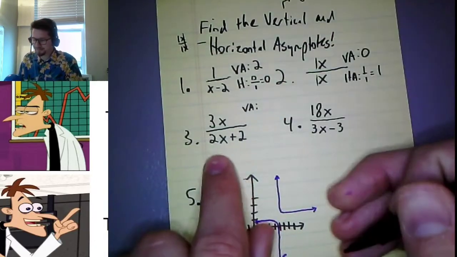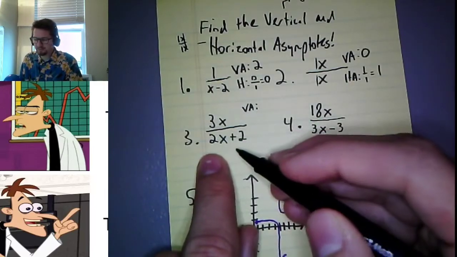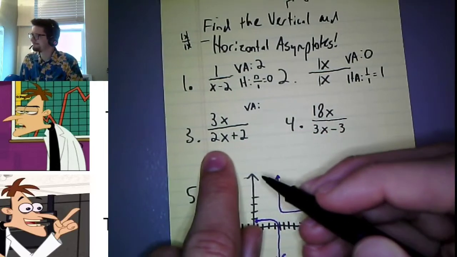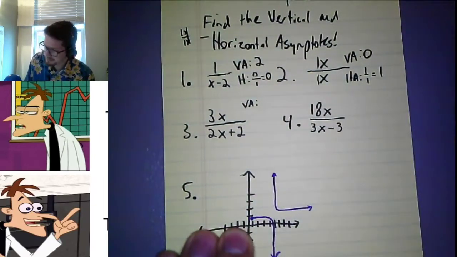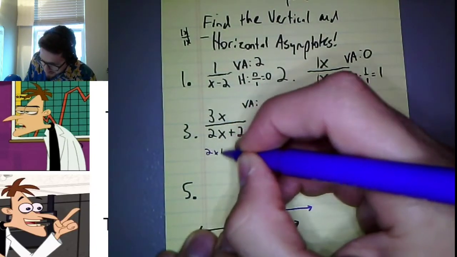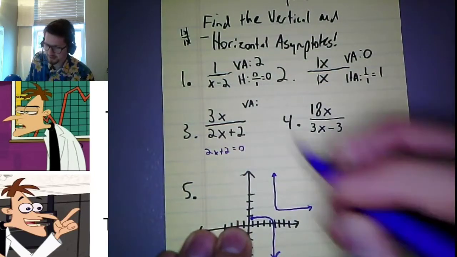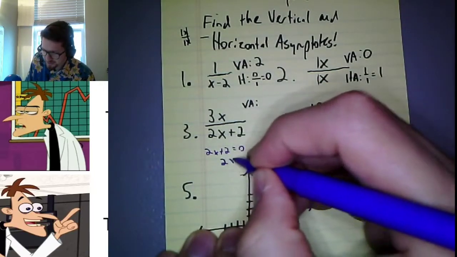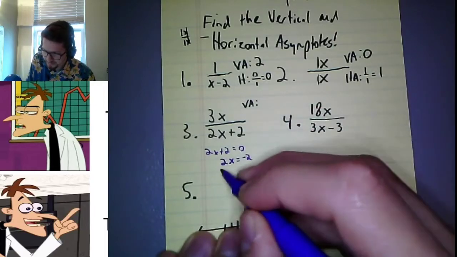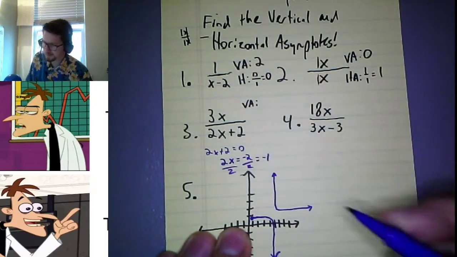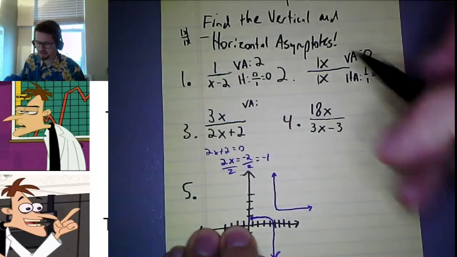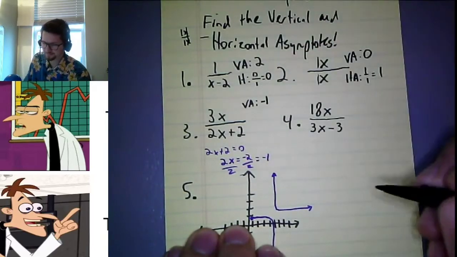Vertical asymptote here. 2 times what plus 2 would give me 0. Okay, these get me a little tripped up, so I'm going to write equals 0. So 2x plus 2 equals 0. I'd subtract 2 from both sides, so I end up with 2x equals negative 2. Divide both sides by 2. Negative 2 divided by 2 would give me negative 1.